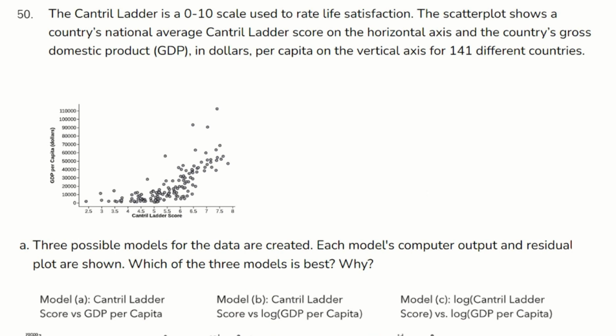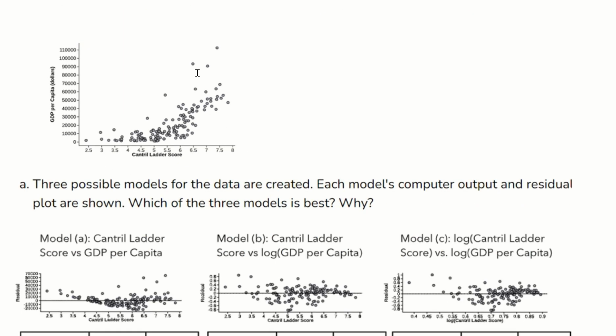All right, so let's look at number 50. Number 50 says the Cantril ladder is a 0 to 10 scale used to rate life satisfaction. The scatter plot shows a country's national average Cantril ladder score on the horizontal axis and the country's gross domestic product in dollars per capita on the vertical axis for 141 different countries. All right. Okay, so they're saying, what effect does the Cantril ladder score have on the GDP, right? Maybe. So they graph the data.